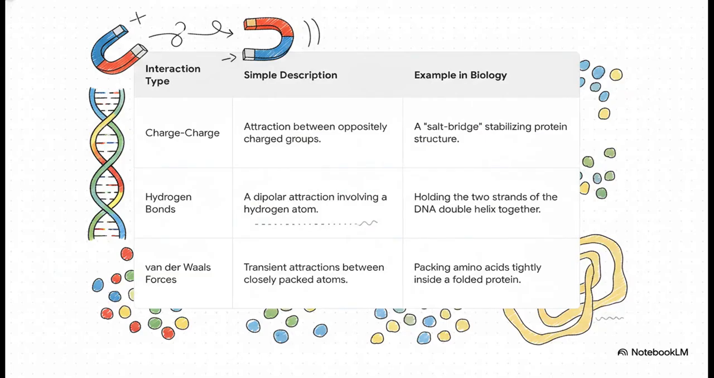Let's just quickly look at the three main types. First, you have your basic charge-charge interactions. It's literally just positive parts being attracted to negative parts, like you see in that salt bridge example that helps hold a protein's shape. Then you have hydrogen bonds, which are probably the most famous. As the chart shows, these are the little connections that zip the two strands of the DNA double helix together. And finally, you have these things called van der Waals forces. These are super subtle, fleeting attractions that only really matter when molecules get packed in really, really close to each other, like deep in the core of a protein.